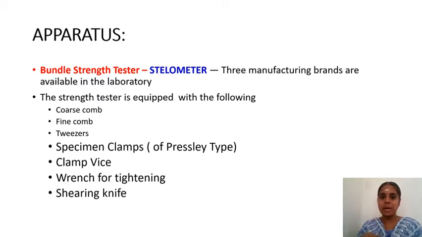The next part is the clamp vise. That is the setup available for placing the jaws, placing the fibers, tightening, all those things. For tightening, a wrench is used, and for cutting the edges, the shear knife is used.